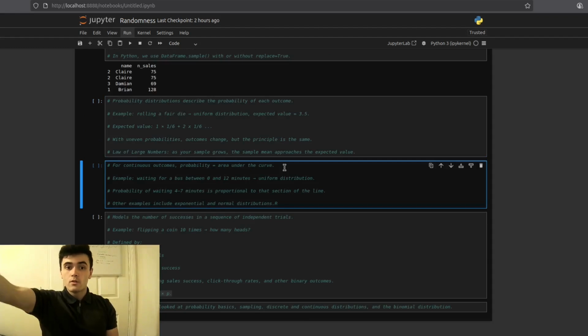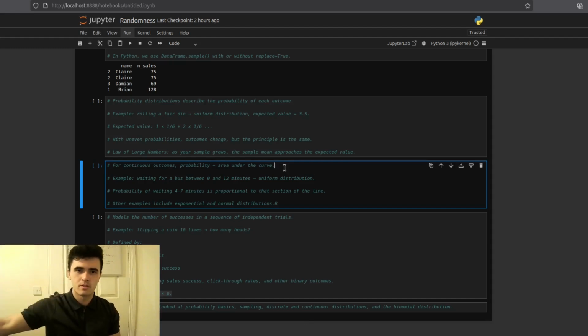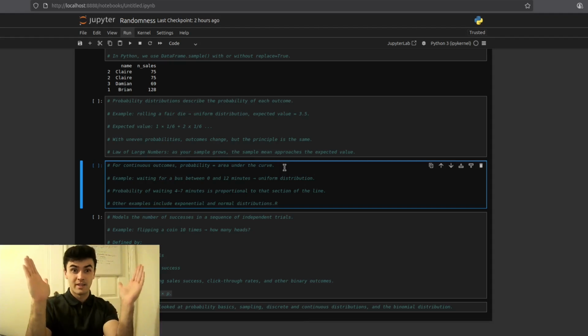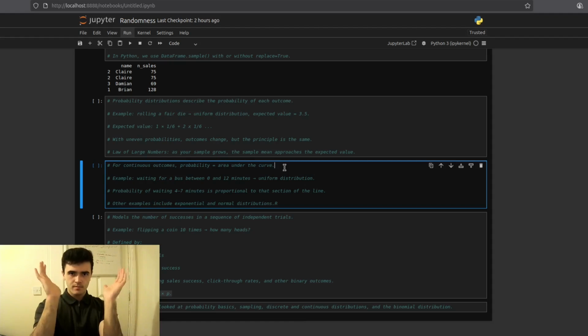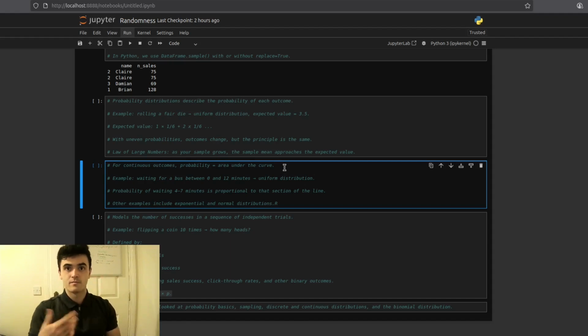So you can also have continuous outcomes. Say you're waiting for a bus and the bus comes every 12 minutes, so it arrives between 0 and 12 minutes. It's going to roughly arrive around every 12 minutes. It's very rare that it comes late. At what stage does it come late, to be honest? What am I talking about?